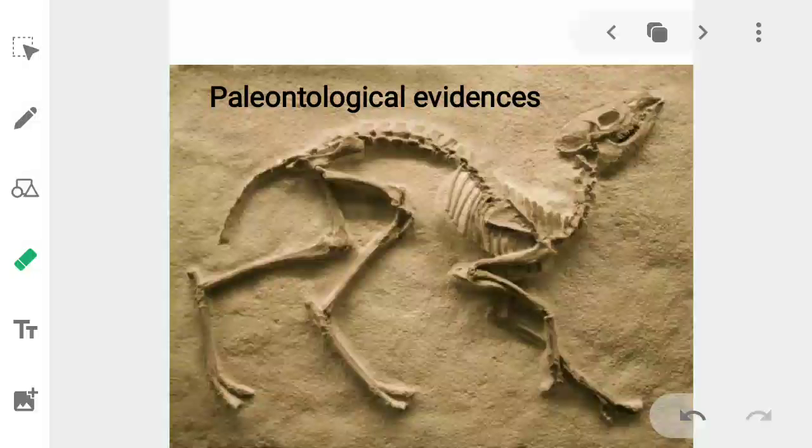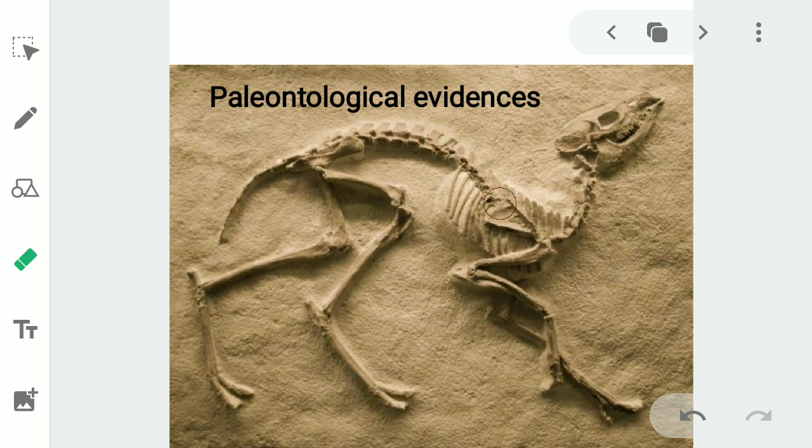The next evidence of evolution, the fourth one, is paleontological evidence. Now, what is paleontology? Paleontology is the study of fossils. As you can see in this image, the bones of some organism that was buried many years ago are given. So this remains of an organism, or the impression of an organism, that is buried and preserved underground is called a fossil.